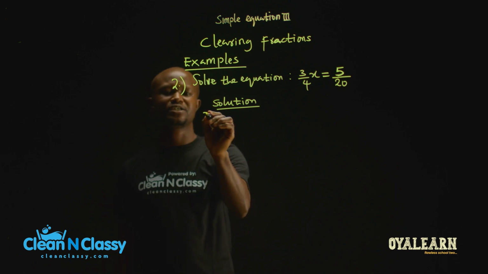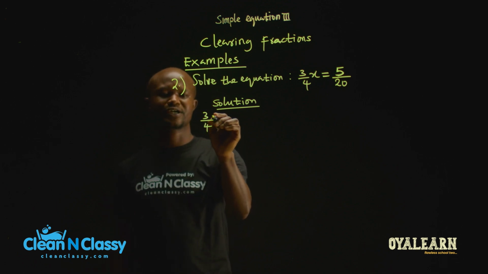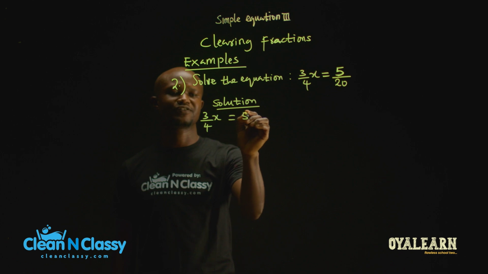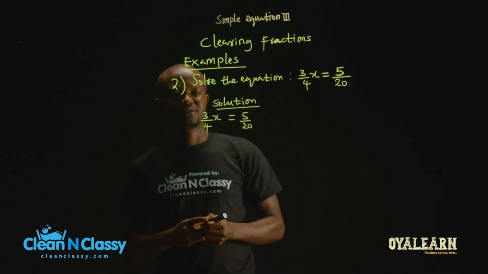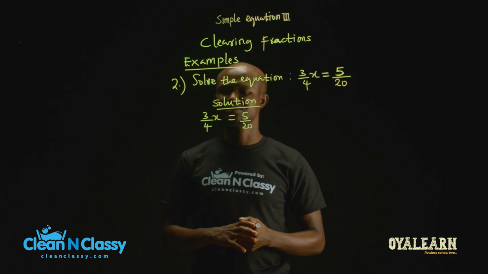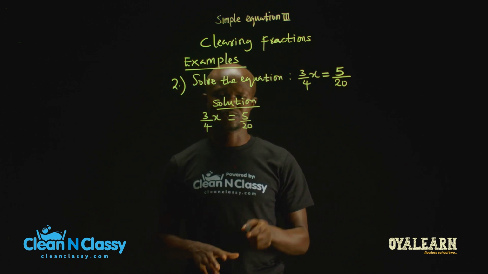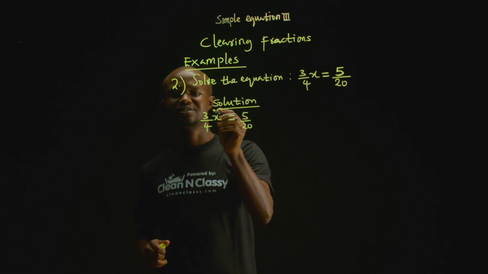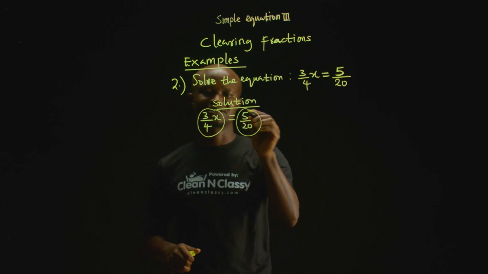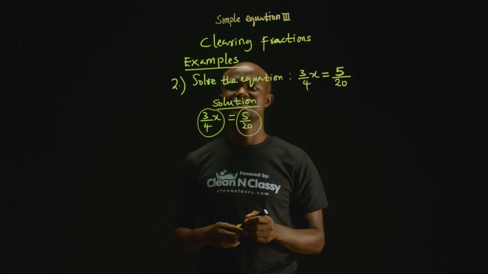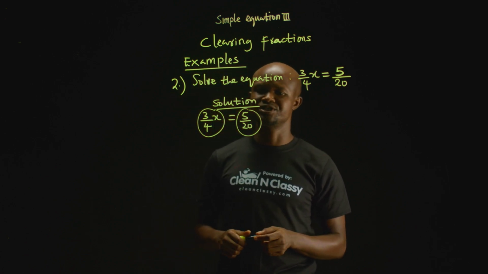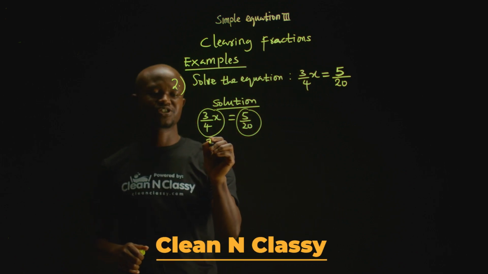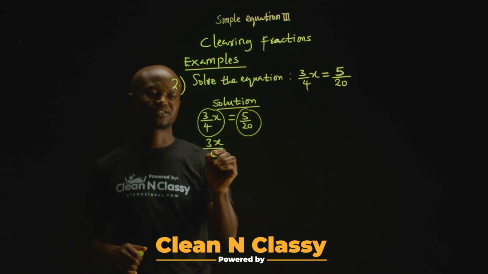Now we have 3 over 4x equals 5 divided by 20. There's a fraction on the left-hand side. We also have a fraction on the right-hand side. But the fraction on the right-hand side is a proper fraction and we can reduce it. So let's reduce the right-hand side first.